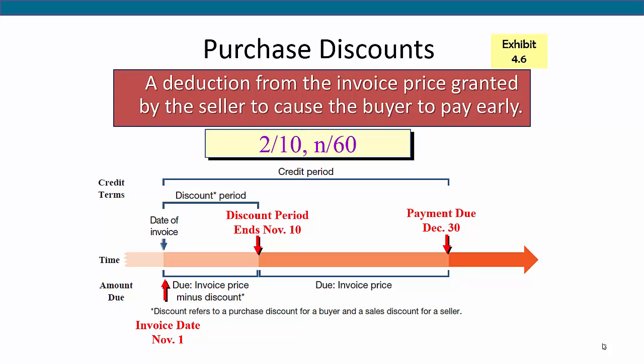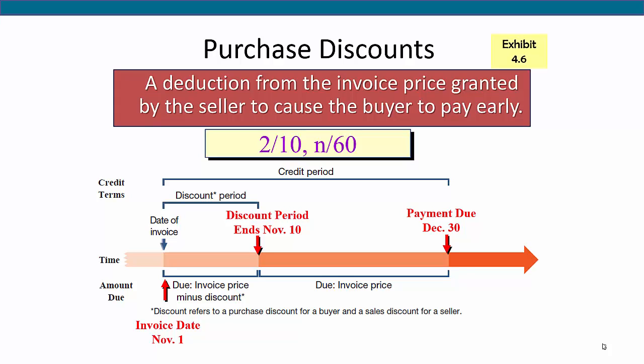Sellers grant a cash discount to encourage buyers to pay earlier. Cash in our own pocket is always better than waiting for someone else to pay us. Is that right? You'd agree? So a buyer views a cash discount as a purchase discount, which reduces the cost of inventory. And a seller views a cash discount as a sales discount, which reduces net sales. Any cash discounts then are described in the credit terms on the invoice.